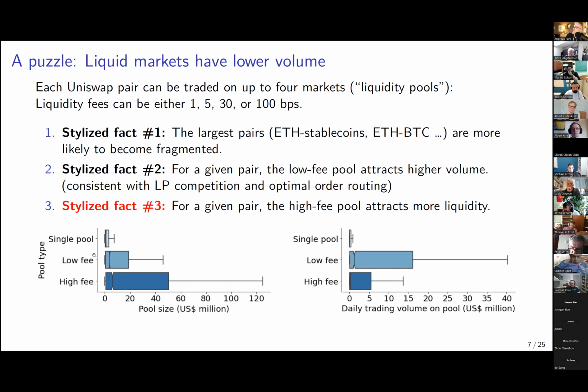I have some questions here. Barbara asks, how are the fees set in the different pools? So there is a standard menu of pools that Uniswap offers: 1, 5, 30, 100 basis points. And basically anybody can create a market with one of these fees. It is no longer existent. So the creation of the pool is entirely endogenous.